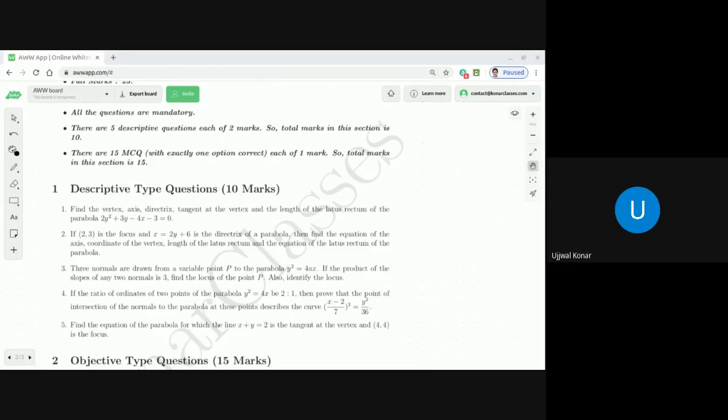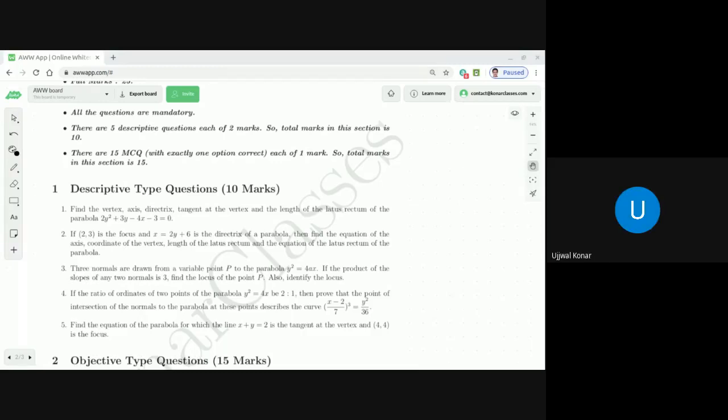Y plus 3 by 4 is equal to 0. It is the correct one. And what is the equation of the directrix? Is it x plus 49 by 32? X plus 49 by 32 equal to 0. That is the equation of the directrix. I hope all of you got it. Yes, sir.